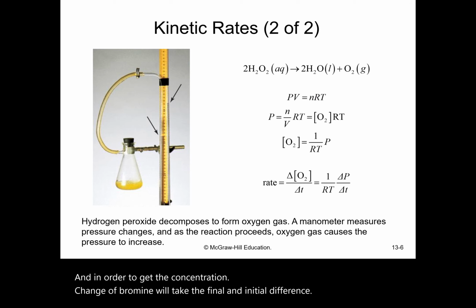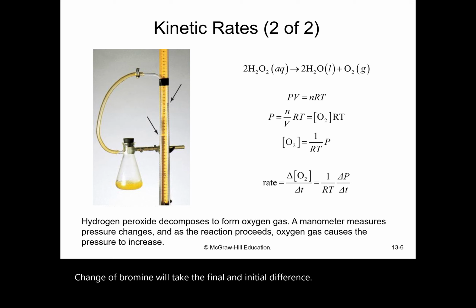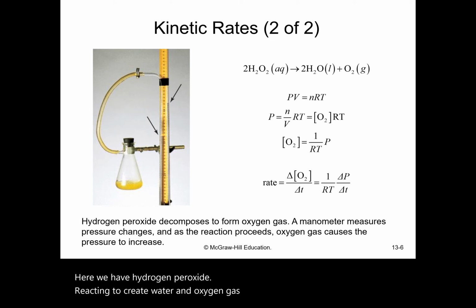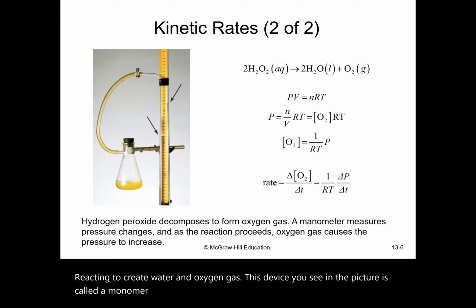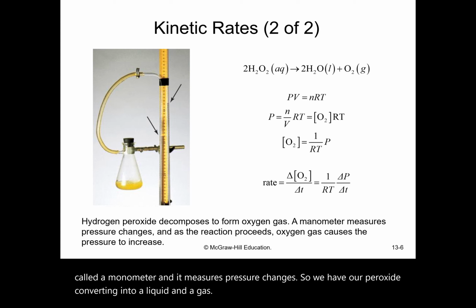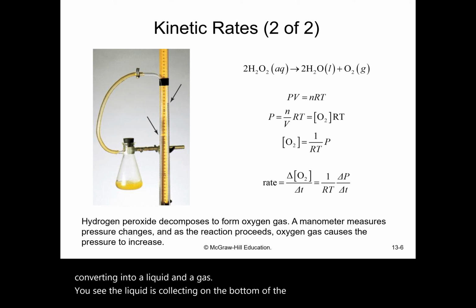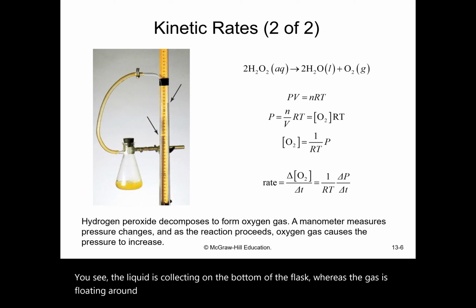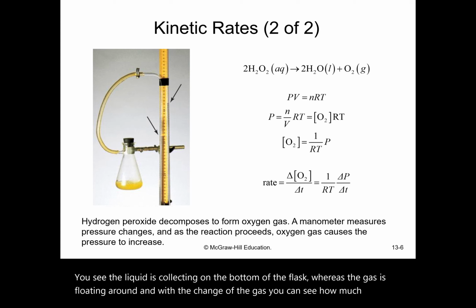Here we have hydrogen peroxide reacting to create water and oxygen gas. This device you see in the picture is called a manometer, and it measures pressure changes. So we have our peroxide converting into a liquid and a gas. You see the liquid is collecting on the bottom of the flask, whereas the gas is floating around, and with the change of the gas you can see how much pressure is increasing.